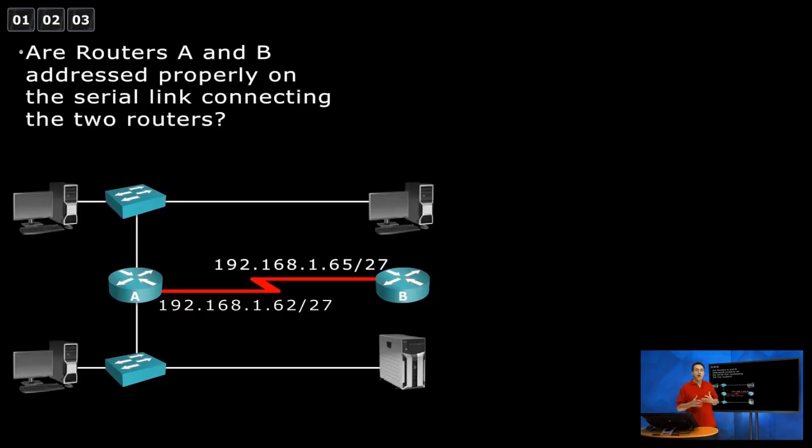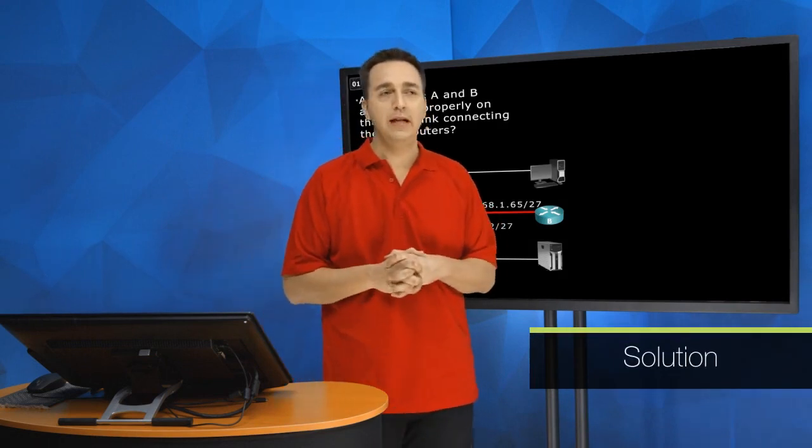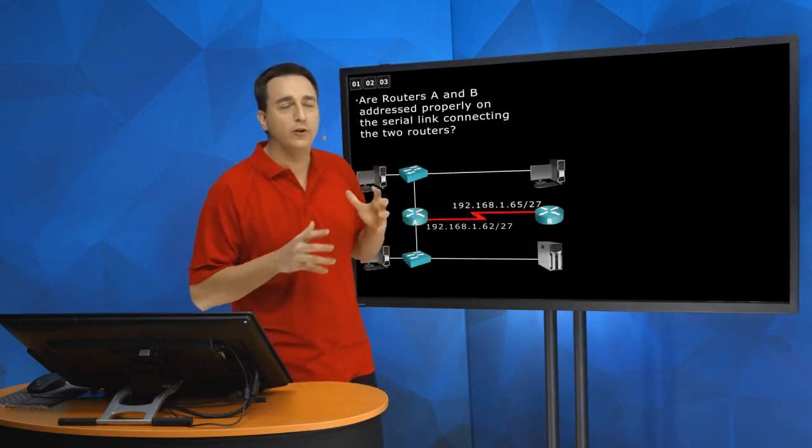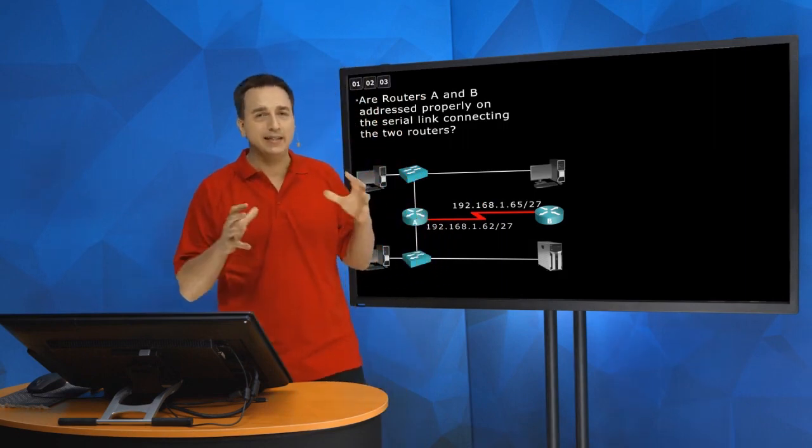So go ahead, pause this video, take a moment to go through this. And then once you have identified your answer, either being yes or no, unpause the video and we'll walk through it together. All right, so hopefully you've had that opportunity to answer yes or no to this question. So are routers A and B addressed properly on the serial link connecting them together?